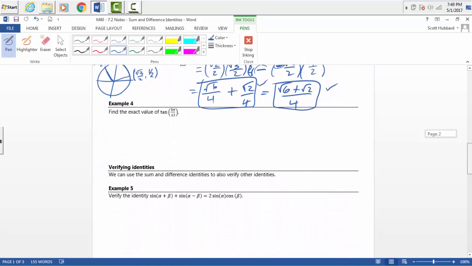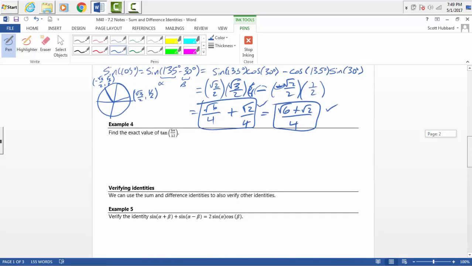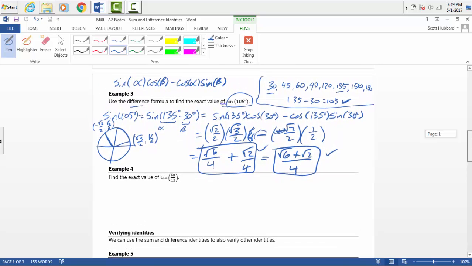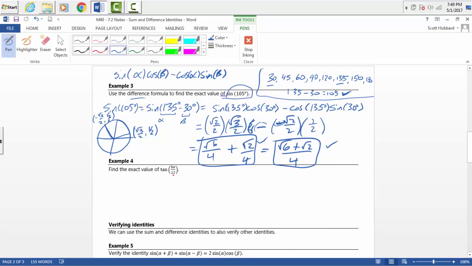And the last one we're going to do before we verify an identity is we want to find the exact value of tangent of 5 pi over 12. So we've been doing the last couple in degrees. Why don't we try to do it in radians? For radian measure, the only ones that we have are pi over 6, pi over 3, pi over 4, pi over 2. I should flip-flop these, but I'm trying to go in ascending order.